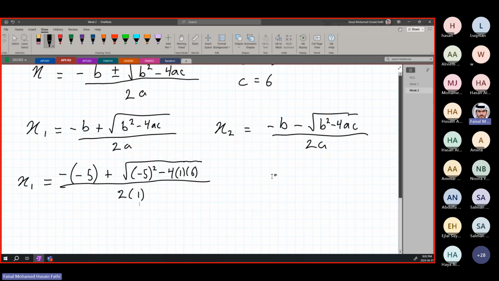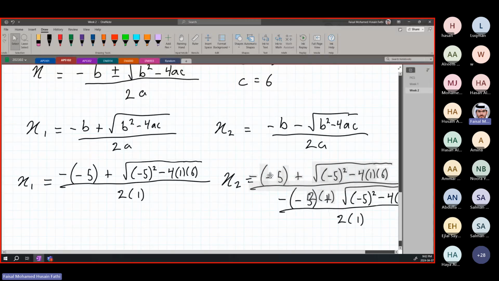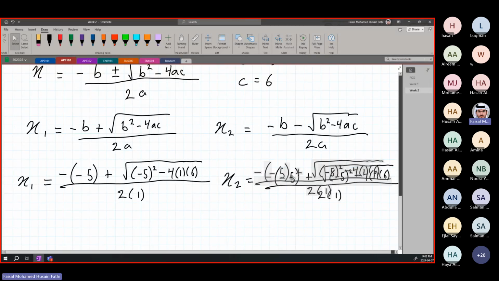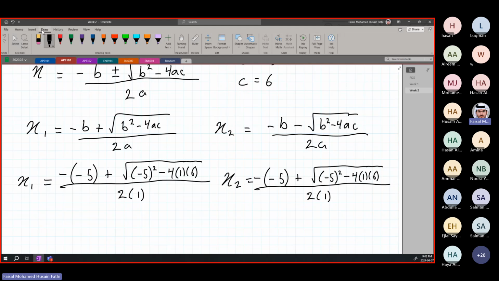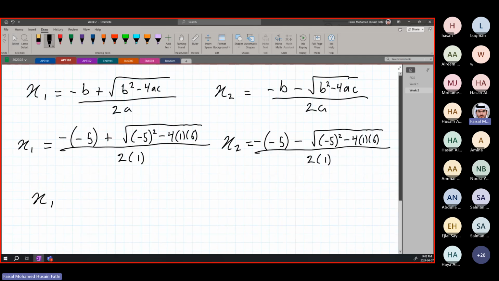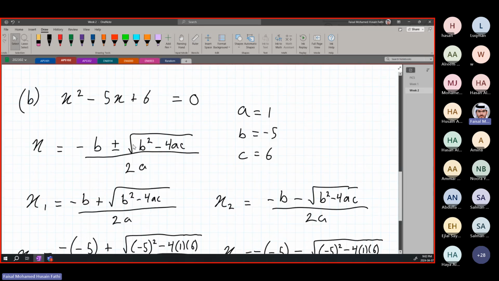Okay? And x2 is going to be the exact same thing, but instead of plus, it is going to be minus. Okay? This is going to be minus. And then when you solve this, x1 is going to be equal to 3, and x2, if you just plug this into the calculator, is going to be equal to 2. So this was the factorization method, and this was the formula method.